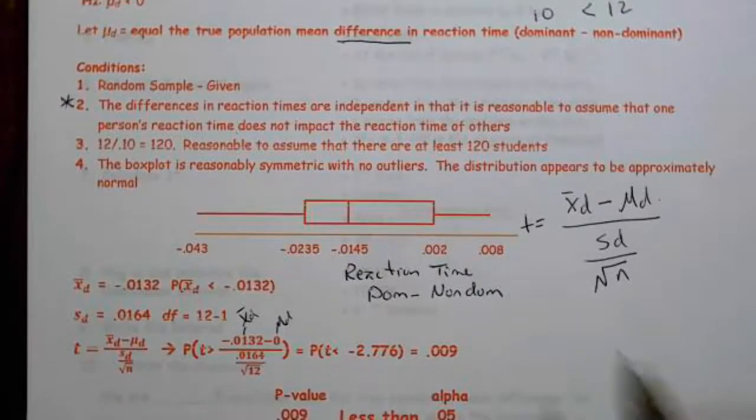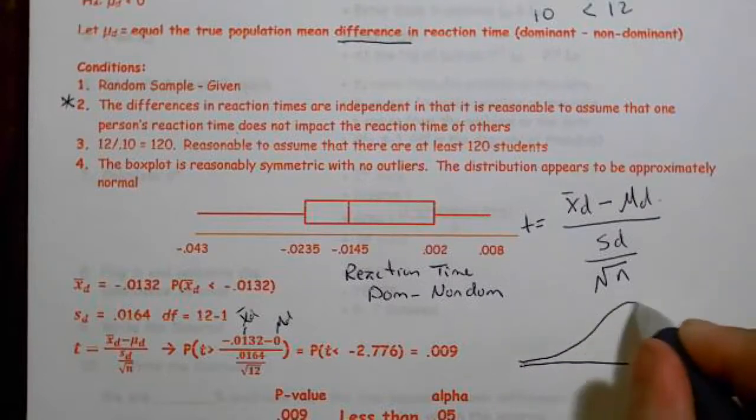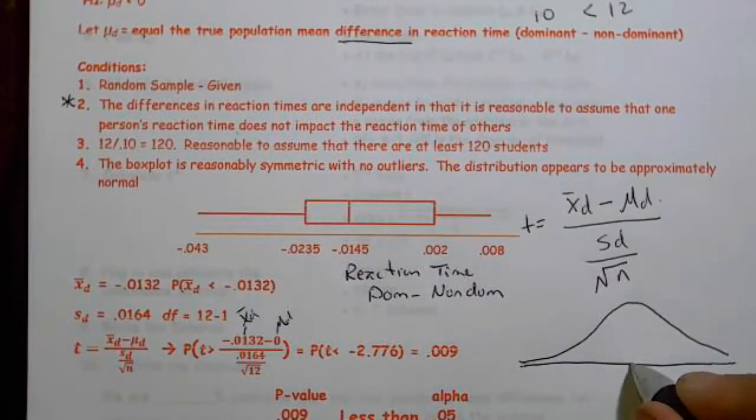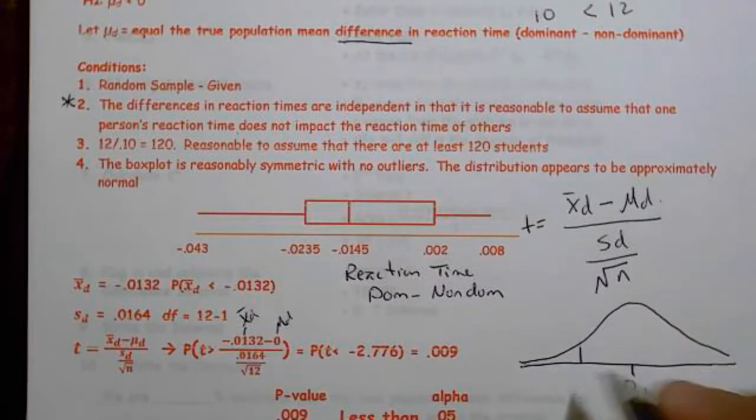So I'm going to real quickly give us a drawing of what's actually going on here. Our claimed mean was that it's going to be 0. This is our claimed mean, our mu d. We ended up getting an x bar of negative 0.013. Negative means it's below. This is my x bar, so those are my actual values. We're shading this way because that was our less than.